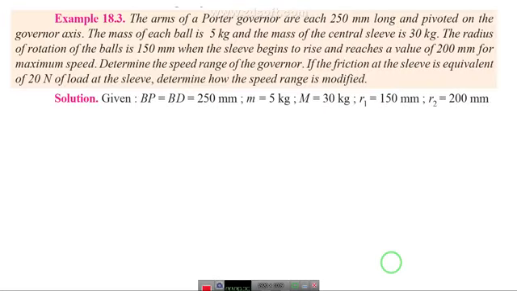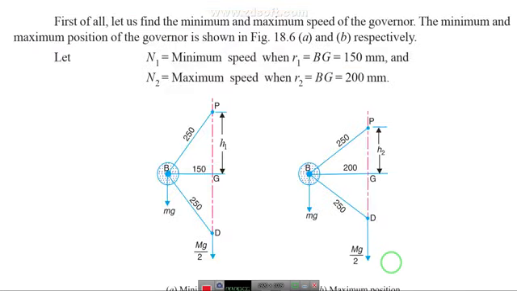So here we have one problem. Here the length of the arm that is given, that is 250 mm, which is pivoted to the axis. Mass of the ball that is given is 5 kg, and the central load, that is capital M, that is 30 kg, and the radius of rotation that is given, that is 200 mm during the maximum speed, and 150 mm during the minimum speed that is given. So R1 and R2 is given. So these all are the two conditions. So during maximum speed and minimum speed conditions are given. So maximum speed is denoted by N2 and the minimum speed that is denoted by N1.